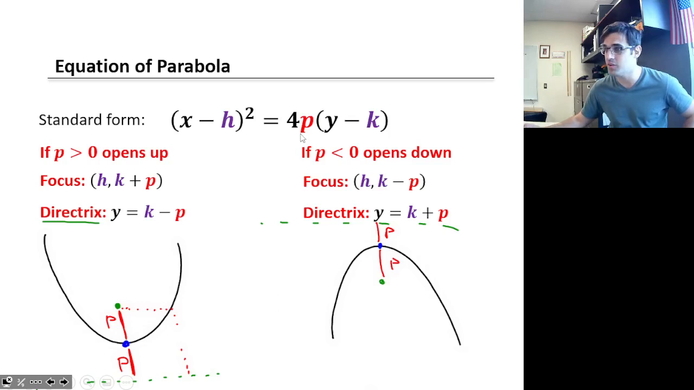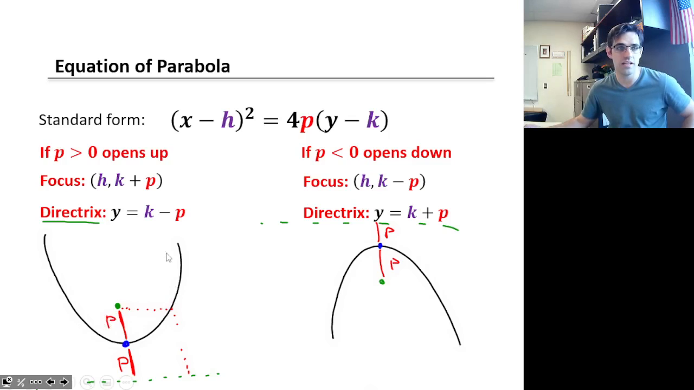So that p-value, and again, I think P stands for Pokemon, so continue with the Pokemon references a little bit. The p-value is actually going to be the length between the vertex and the focus. It's also going to be the length between the vertex and the directrix. And so the vertex is halfway between the focus and the directrix, in other words. Or the length between the directrix and the focus is going to be equal to 2 times the length of P.